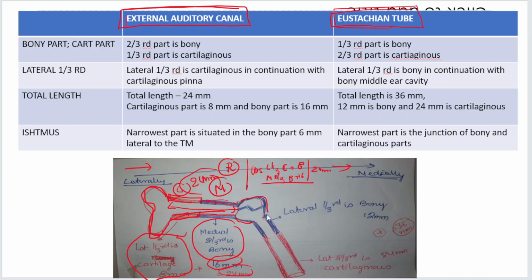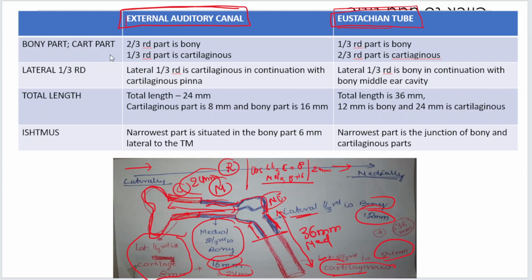Now to compare it with the eustachian tube, the lateral 1/3, which is in continuation with the tympanic cavity or the middle ear, is bony. Because this tympanic cavity middle ear is bony, whatever is in continuation with it is bony. Okay, so lateral 1/3 is bony. So this is the medial 2/3. Medial 2/3 is cartilaginous. Entire length, what did we say? It is 36 millimeters, and the bony part is 12 millimeters, and the cartilaginous part is 24 millimeters.